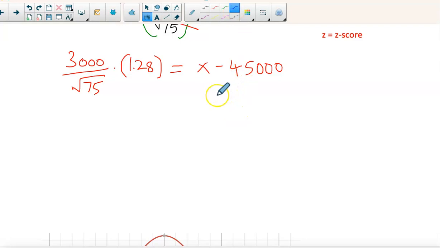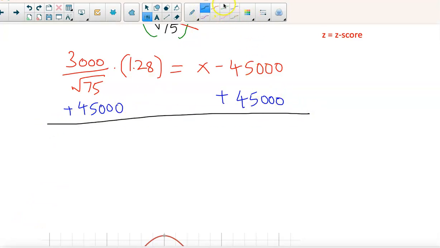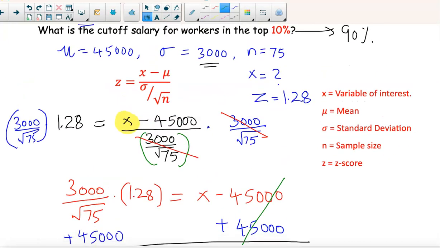And I want to cancel that. Do the same thing again: the inverse operation. Subtraction you want to cancel, so I will do the addition. Plus 45,000. What happened on doing this? This negative 45,000 and positive 45,000 got cancelled. So everything is gone from this, right? Only this x is isolated.